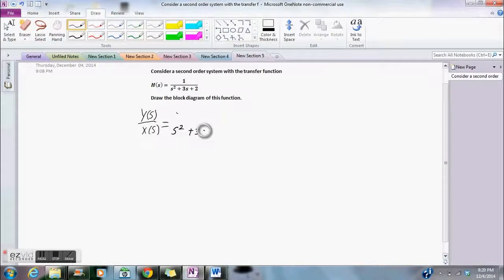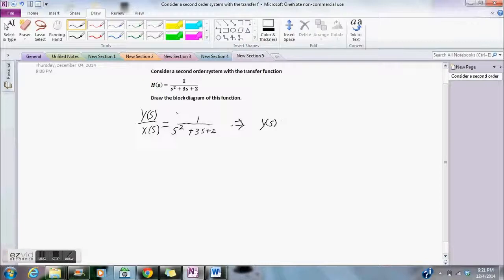So to start off, we're just going to rewrite H of s, which H of s equals Y of s over X of s. And then we set that equal to our function, which is 1 over s squared plus 3s plus 2. Then for our next step, we're going to go ahead and try and single out our Y of s and our X of s.